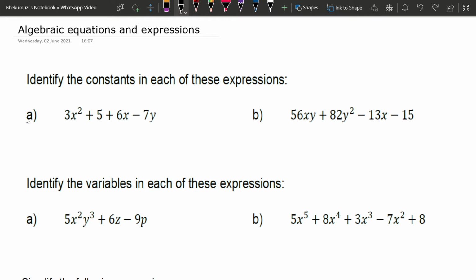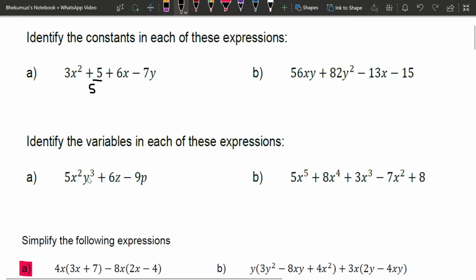In A, it says 3x squared plus 5 plus 6x minus 7y. What that means is that in 3x squared, there is an unknown, meaning it could be any possible number that you multiply with 3, and then you get some value. But with 5, you can see that it does not have a variable. Therefore, the constant, which is an exact number that we know for a certainty, is just 5. The next one here, try and identify it on your own. So in this case, it is 5, right?